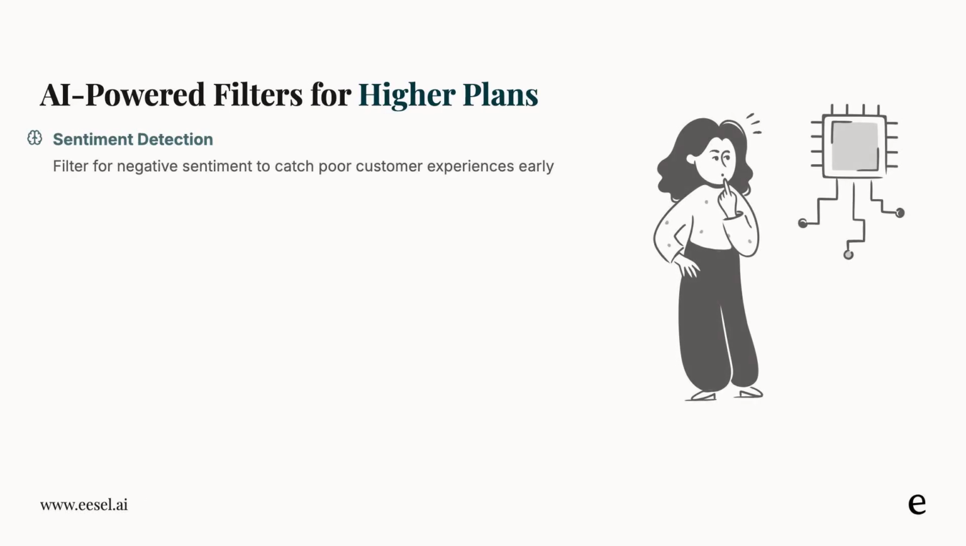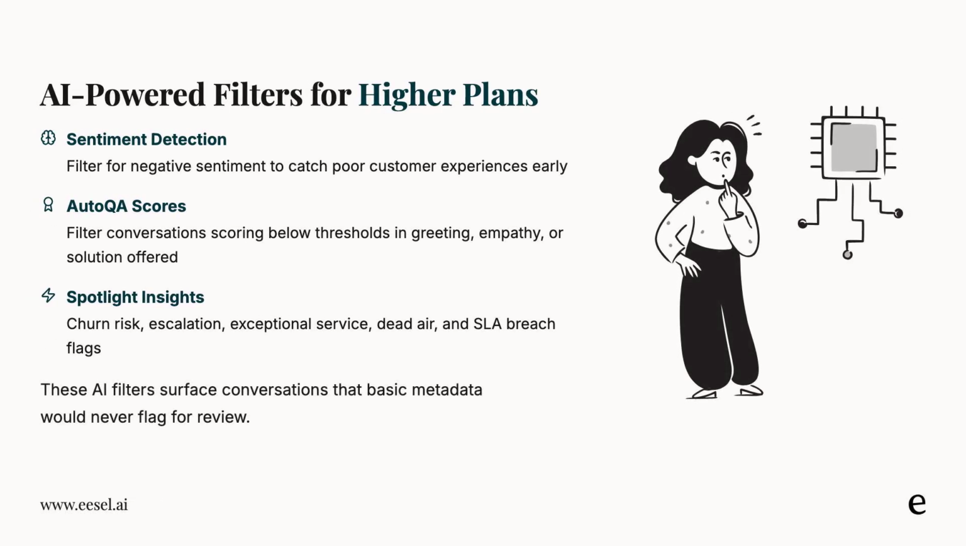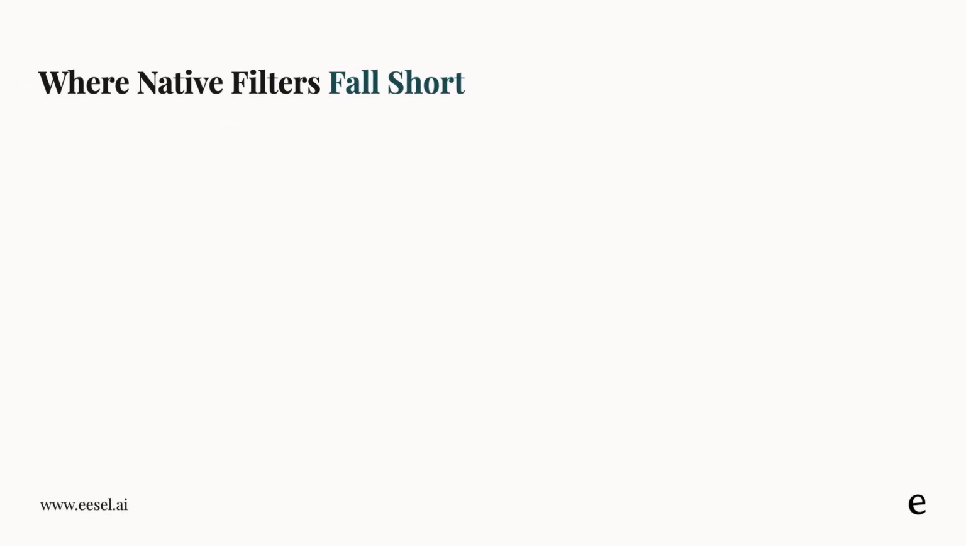On higher tier plans, you unlock AI-powered filters that basic metadata can't match. Filter by sentiment to find frustrated customers. Use auto QA scores to flag agents who need coaching, and use spotlight insights to surface churn risk, escalation flags, and exceptional service examples. Native filters have real gaps.